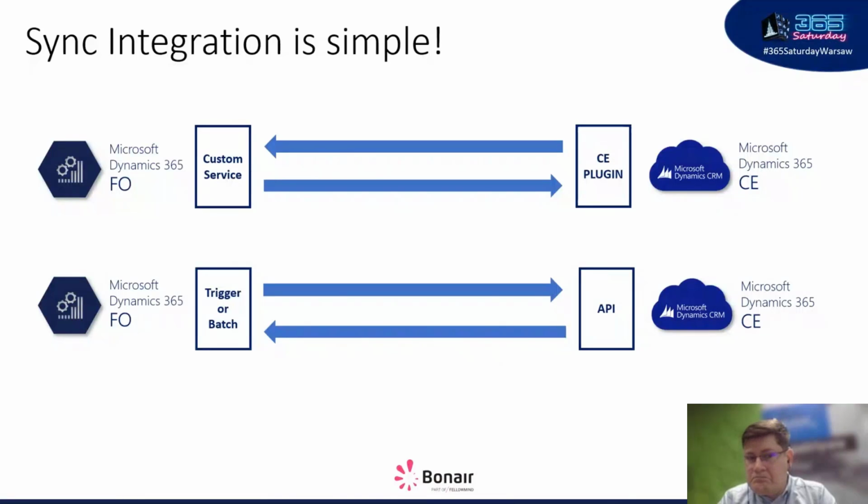Again, just a small digression. If someone tells you to connect CE to FO, just one system to another, what would you do? You can just trigger a plugin on CE and send it to a custom service in FO, and that's it. For the second side, you can trigger a batch on the FO side, execute it, send it to the CE API, voila, you have an integration.